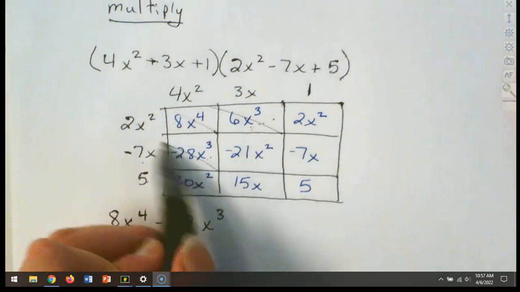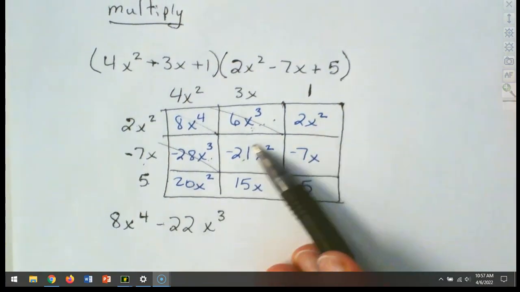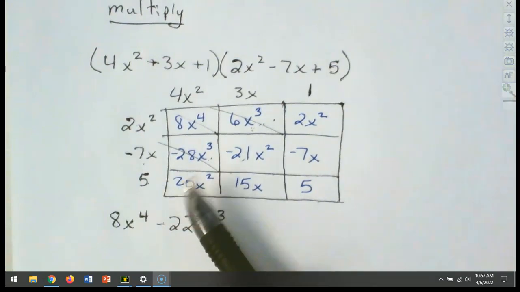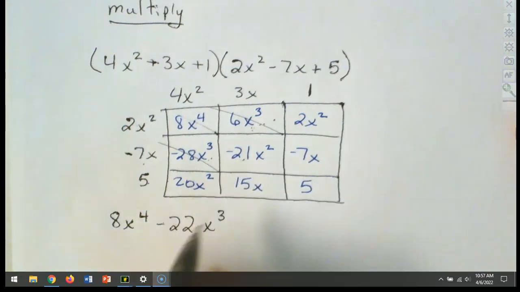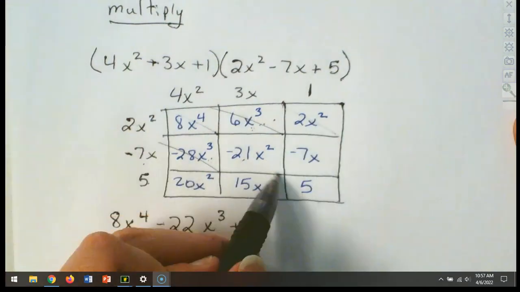Gone, gone. And now look at this diagonal. These are all x squareds, and so they can just be added across. So we've got 20 minus 21, so that's a minus 1. Minus 1 plus 2 makes it a 1. So that's going to be an x squared there, because those all just get added together.